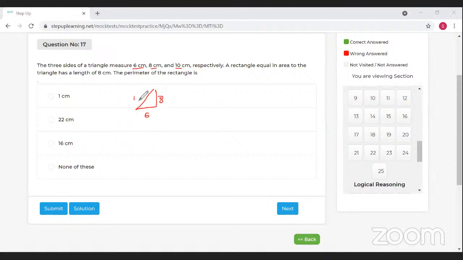6, 8, and 10. Now they're saying a rectangle equal in area. So this will be one rectangle equal in area to the triangle has a length. So the area of the rectangle will be 1 by 2 into 6 into 8, and this will be 8 into B. Right? So this will get cancelled. This is 3. So B is equal to 3. So this is 3, this is 3, this is 8. Don't go on drawing. 8 plus 8 is 16 plus 3, 19 plus 3, 22. Yes, 22 is the answer, correct.